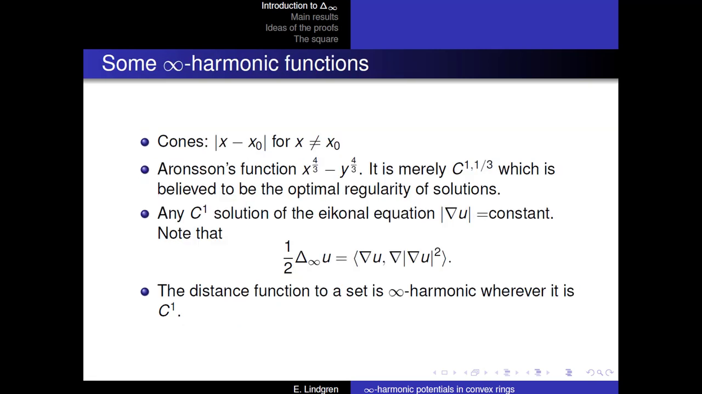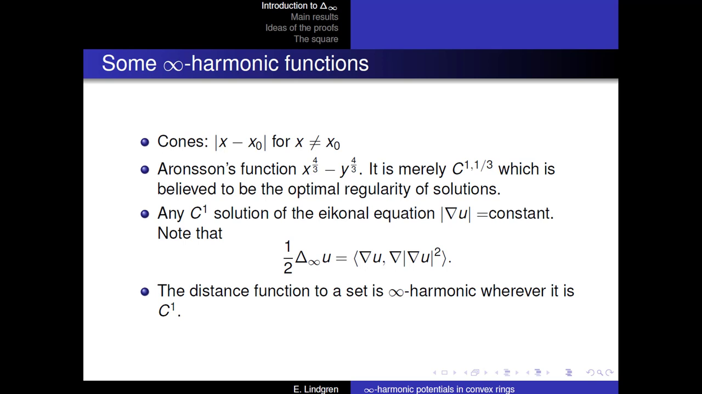Okay. A couple of examples that can be good to have in mind too. Cones of this form are solutions, as long as you stay away from the midpoint. And then there is this famous example of Aronsson: x to the 4/3 minus y to the 4/3, where x and y are coordinates in the plane. This is a viscosity solution, and you see that it's only C^{1,1/3}. So the gradient is Hölder continuous with exponent 1/3. So regularity can't be better than that, and that's what people believe is the optimal regularity.